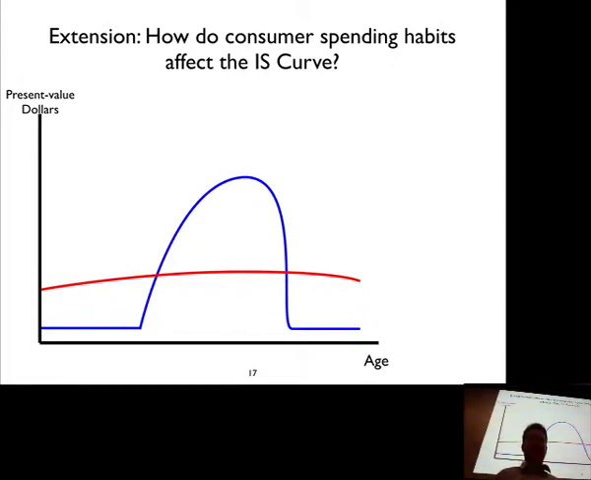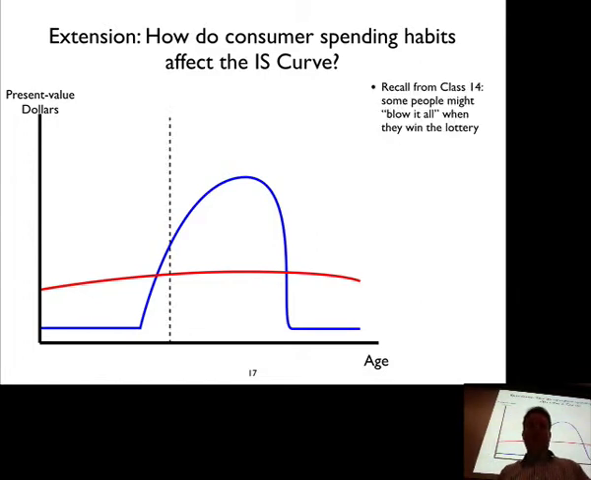I think many of you would agree with me that it's not obvious that in fact we have an economy where consumers are going to be good at planning things and good about keeping their consumption stable over the business cycle. So we discussed this in class, I think it was 14, that some people just might blow it all if they win the lottery, and it might look something like this.